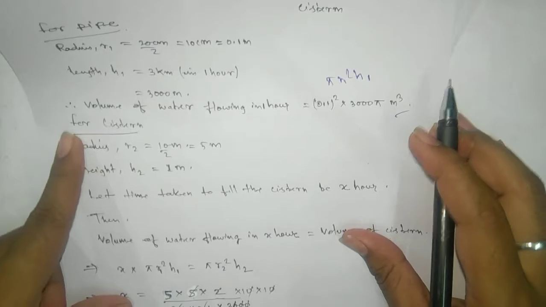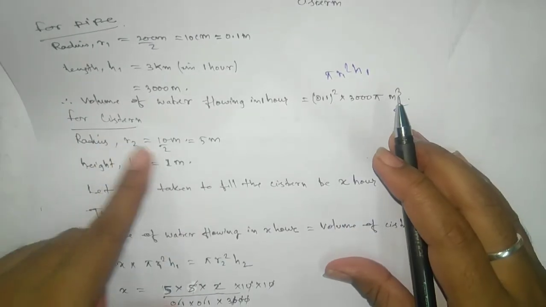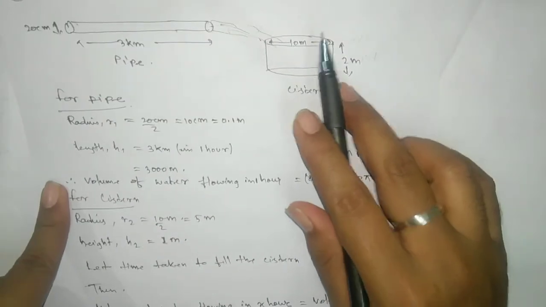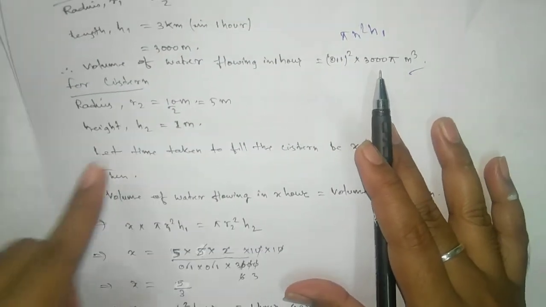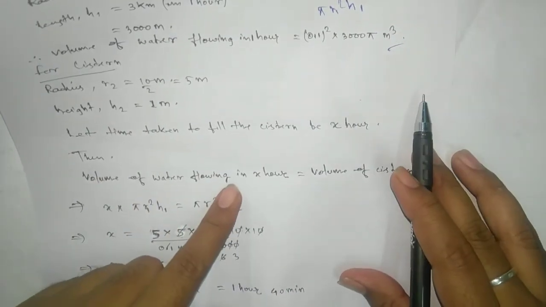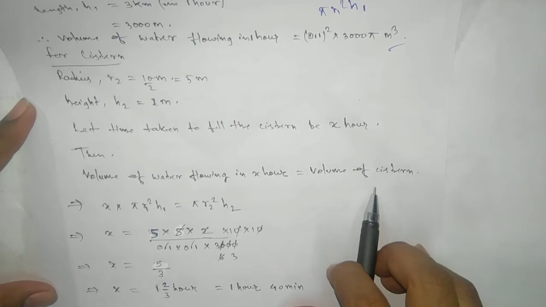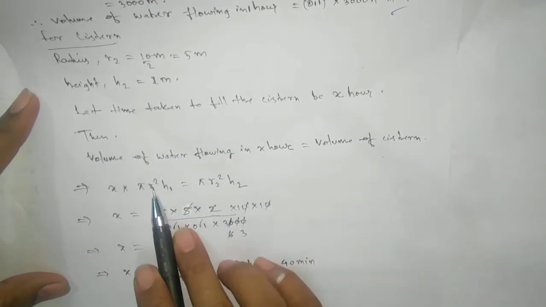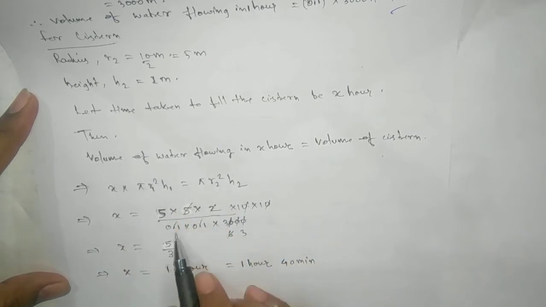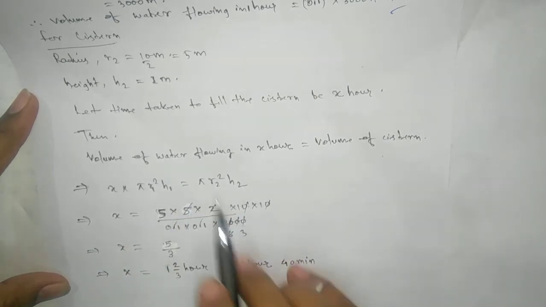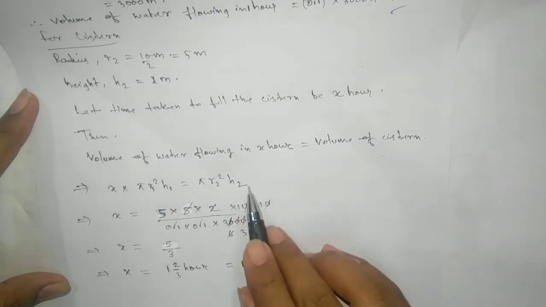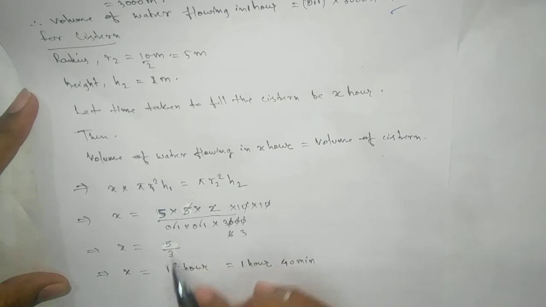Now for the cistern, r2 is 10 by 2. Why? Because the diameter has been given. This is our diameter. Okay, now let the time taken to fill the cistern be x hours. Then the volume of water flowing in x hours must be equal to the volume of the cistern. Now x into this equals this, pi cancels, r1 value substituted here, h1 also substituted, r2 and h2. After that we have got 5 by 3.